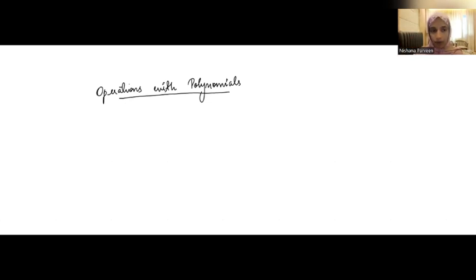I'll give you an example. Let me take 5x squared plus 2x plus 3 as a polynomial. I have to add this polynomial with 2x squared plus 5x plus 5. How do I add these polynomials? I have given you two polynomials, 5x squared plus 2x plus 3 and 2x squared plus 5x plus 5. Just imagine I have to add these polynomials.